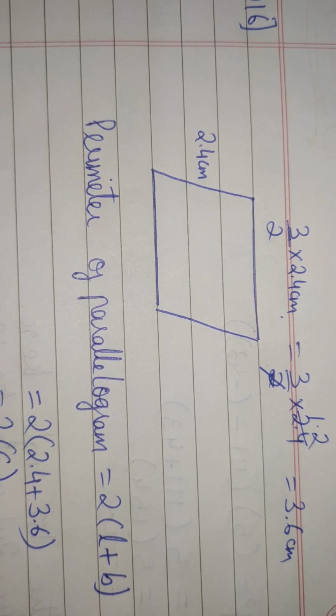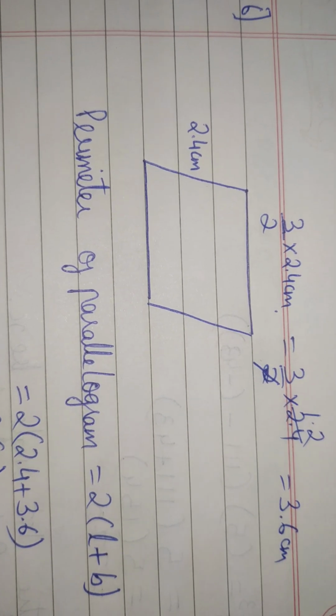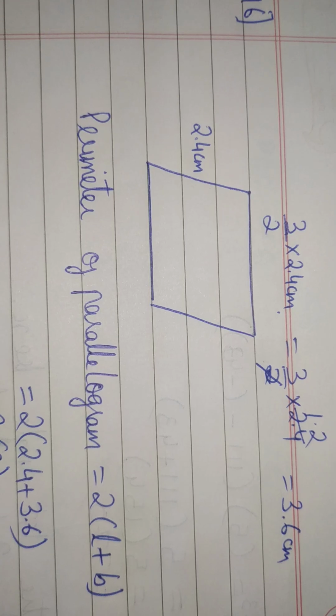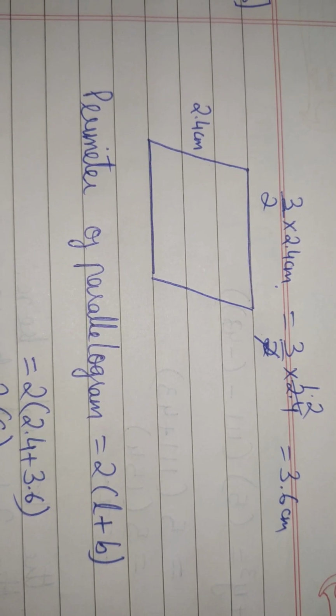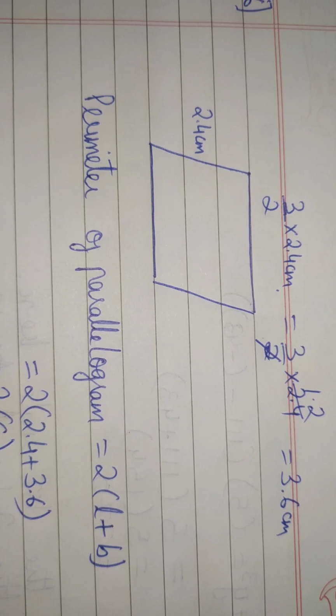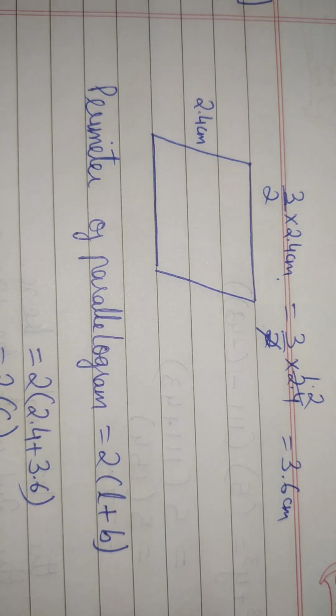Okay, so what is your first side? 2.4. So 3/2 multiplied by 2.4 centimeter. If you cancel, it will become what? 1/2. So if you multiply by 3, you will get what? 3.6 centimeter.